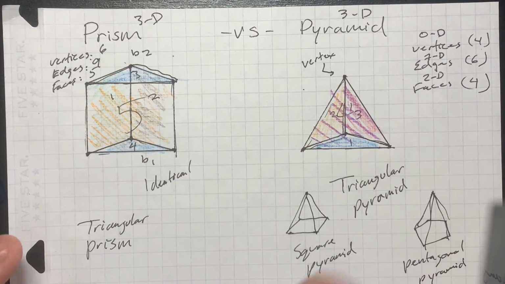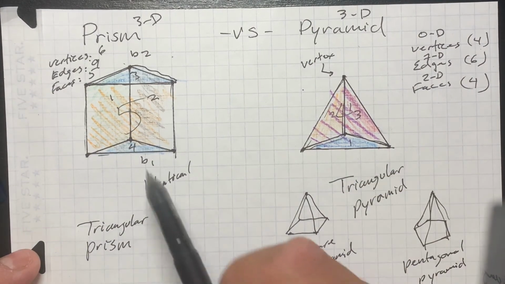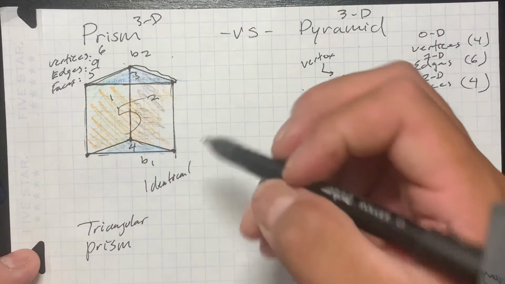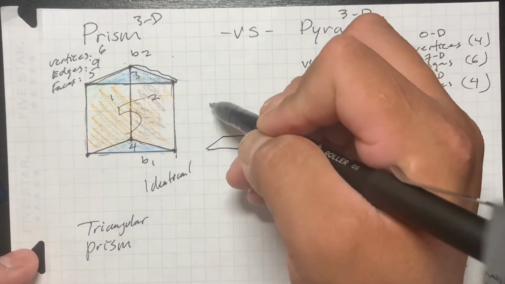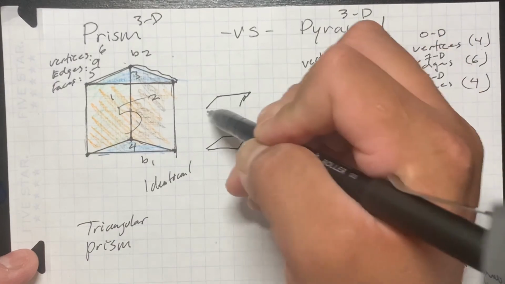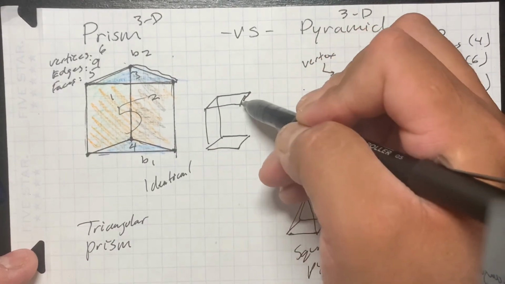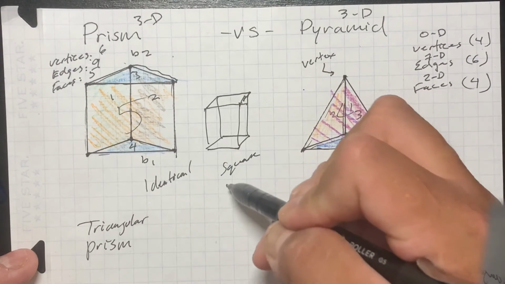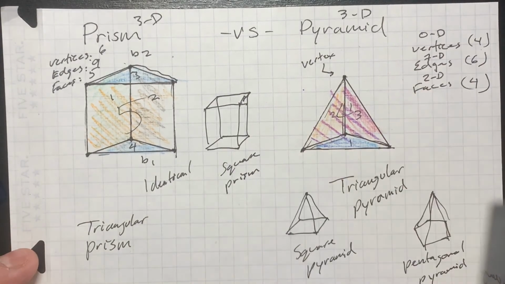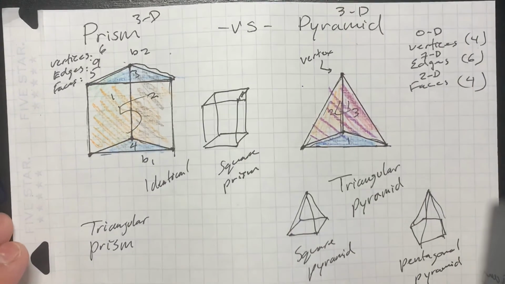Same thing for a prism. This is a triangular prism because the base is a triangle. But if the base was a square and the top was also a square, that would be a square prism. Okay, so hopefully you guys are catching on here.